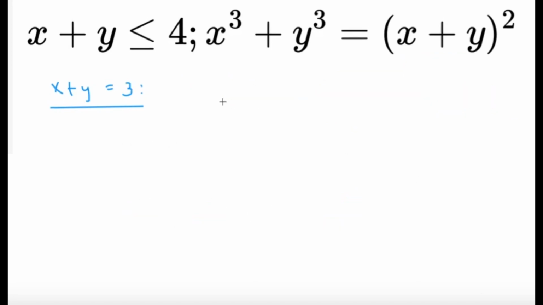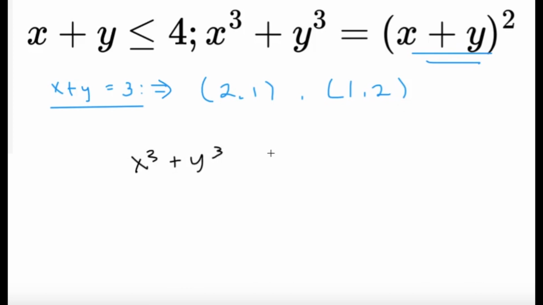x plus y equals 3. Now, we're going to have the two possible ordered pairs, (2, 1) and (1, 2). Those are the only two possible. And since x plus y equals 3, x cubed plus y cubed is going to be equal to 3 squared, which is just 9. And upon checking these two, you're going to realize that (2, 1) and (1, 2) both work. So you're going to get 8 plus 1, or 1 plus 8, both of which are equal to 9. So that's two more solutions.